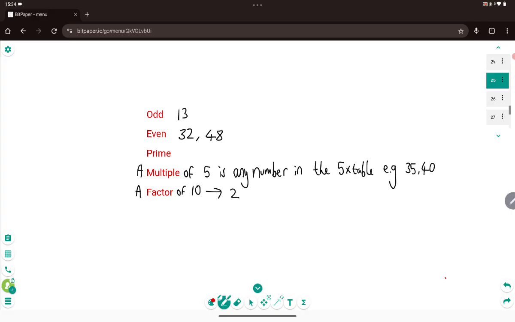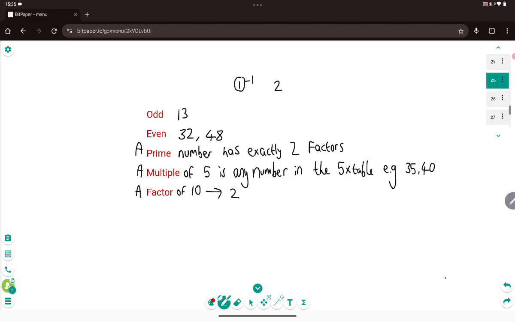So let's go back to a prime number. A prime number has exactly two factors. Let's just look at some examples here then. So let's look at the number 1. What numbers are factors of 1? Well, it's just 1. It's got one factor, so it's not prime.